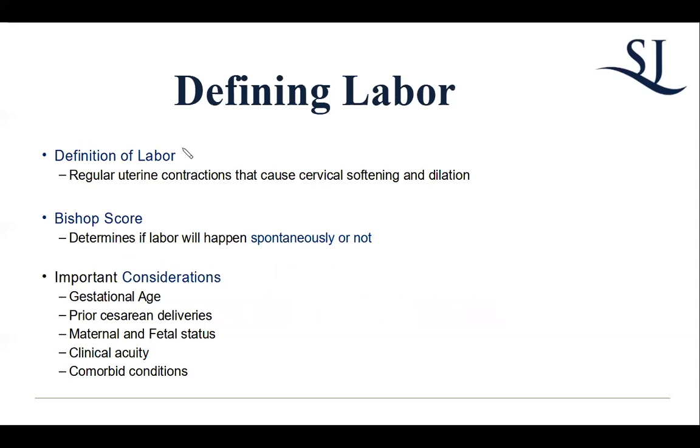So first of all, you have to know what the definition of labor actually is. So remind yourself that it's regular uterine contractions, but importantly, that cause cervical softening and dilation. If someone's contracting and they're not making cervical change, they're not in labor. You'll hear them say that: oh, she's contracting, but she's not in labor. So then you've got to figure out why she's contracting, which can be due to a number of different reasons, but what's a really common one?